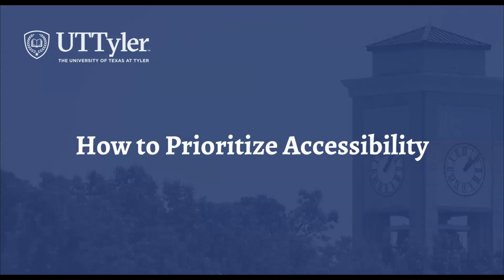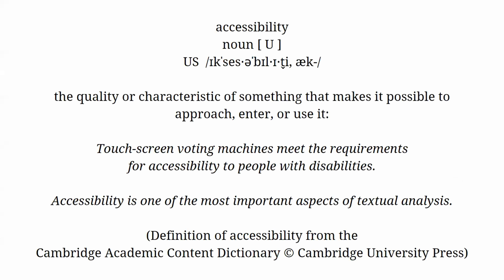So I like to start with a definition, and this is straight out of a dictionary, the Cambridge Academic Dictionary. Accessibility is the quality or characteristic of something that makes it possible to approach, enter, or use it. So we can think about this in terms of a building. Are people able to find signage to let them know what building they're going into? Are they able to go in the building? Are the doors functional? Are they able to use the building once they're inside?